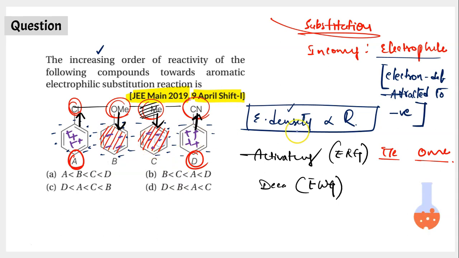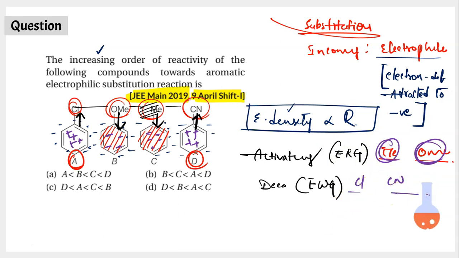As we already have discussed, the more the electron density, the more the reactivity towards electrophilic substitution. So it is clear so far that A and D are less reactive and B and C are more reactive. But to write the increasing order, you need to be able to compare both of these methyl and methoxy groups, right? Both of them are activating, but which is strongly activating, which is more activating. Similarly, you have 2 electron withdrawing groups. One is chlorine, another one is CN.